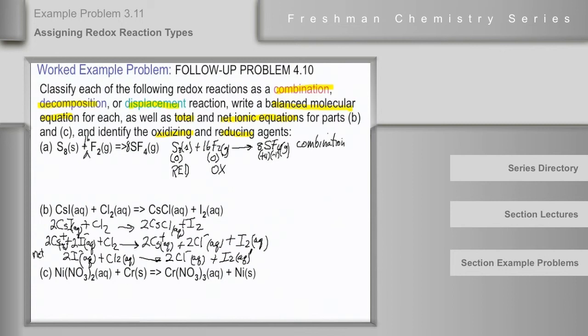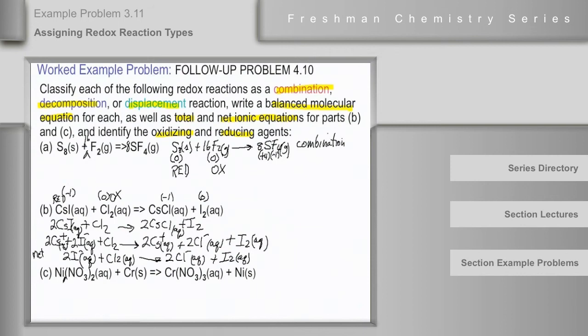As far as the assignment of oxidizing agent and reducing agent, iodine is -1 in cesium iodide and 0 in diiodine, and so iodine undergoes an increase in oxidation number, so it is the reducing agent. Chlorine is 0, goes to -1 in cesium chloride, so it undergoes a decrease in oxidation number, so it is the oxidizing agent.